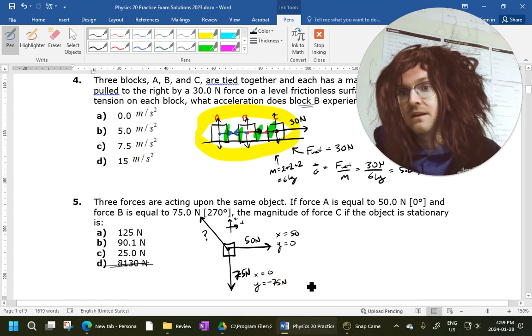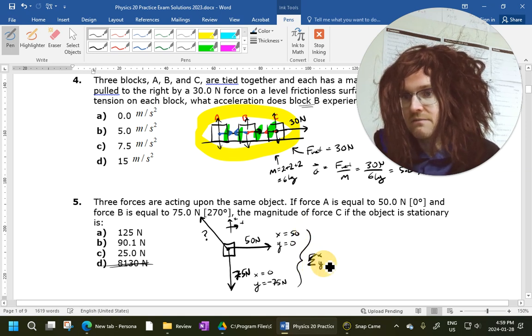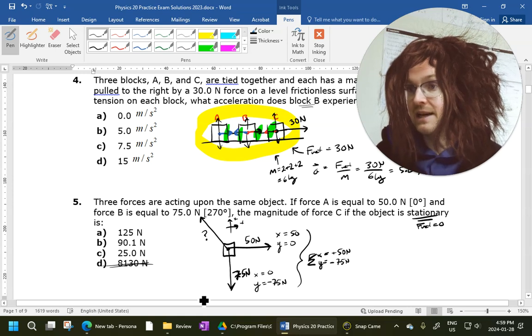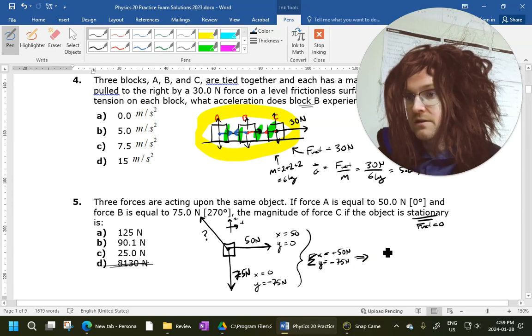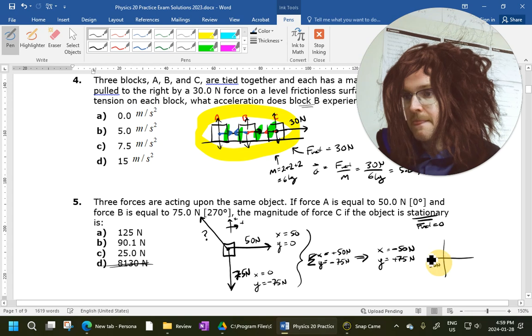So if I add these 2 forces together and get a subnet, but not the full net, of 50 newtons and negative 75, because I want this to be stationary, I need my F net to be 0. That means all the x's and all the y's have to add to 0. So therefore, there has to be another force here that's negative 50 newtons and positive 75 newtons. So there has to be another force going in the negative direction, 50 newtons, and upwards 75 newtons.